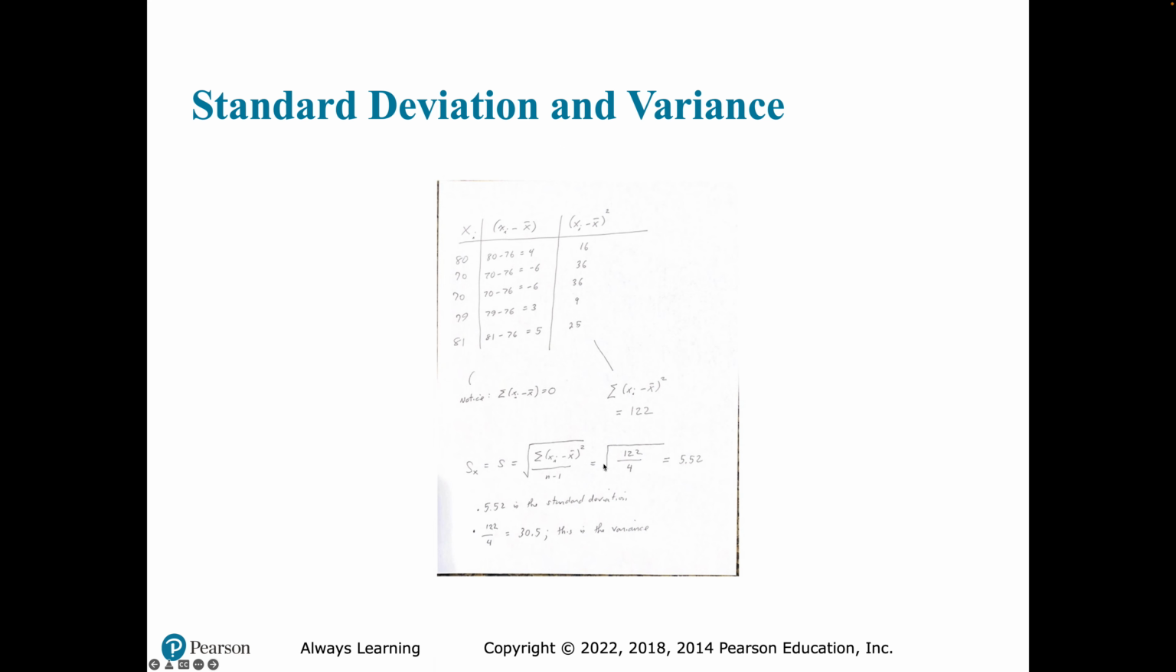If I don't take the square root of the 122 over 4, I get 30.5, which we define to be the variance. So if I'm given a standard deviation, I can always find the variance by squaring the standard deviation. If I'm given the variance, I can find the standard deviation by taking the square root of 30.5. Give it a try. Grab your calculator, put 30.5 in there and take the square root of it, and you'll see that you get very, very close to 5.52.